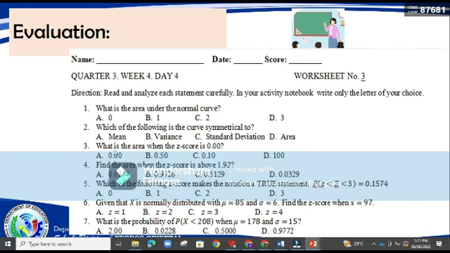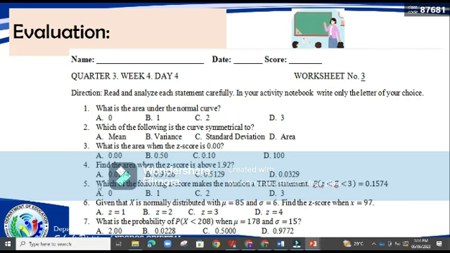Number 3, what is the area when the z-score is 0.00? A, 0.00, B, 0.50, C, 0.10, D, 100. Number 4, find the area when the z-score is above 1.92. A, 0.0274, B, 0.9726, C, 0.5129, D, 0.329.